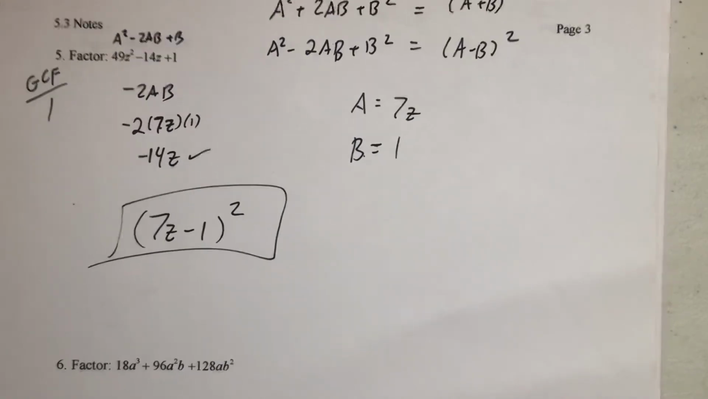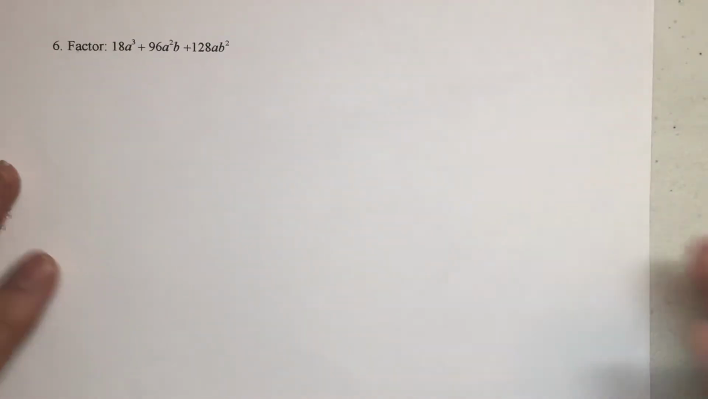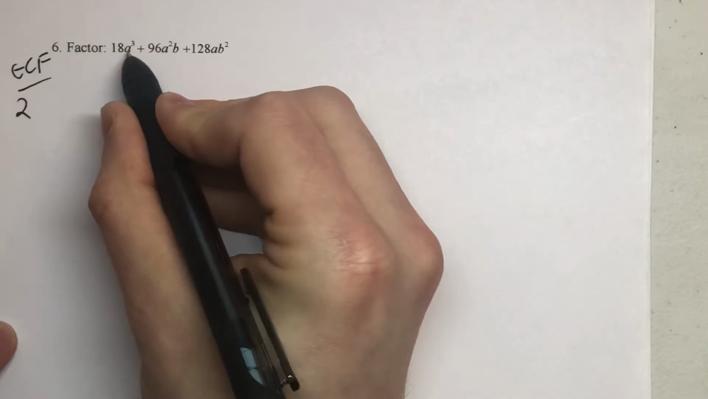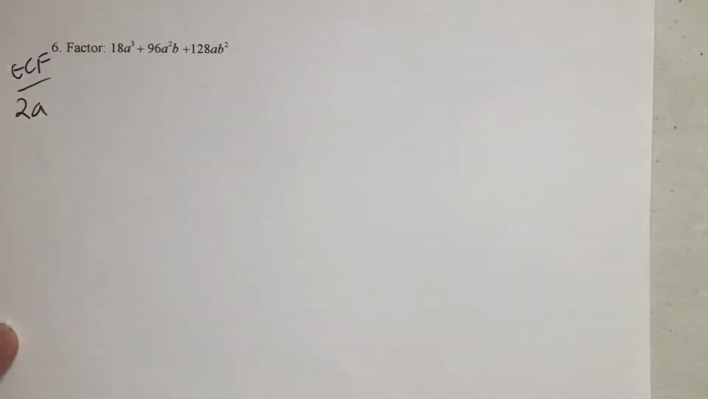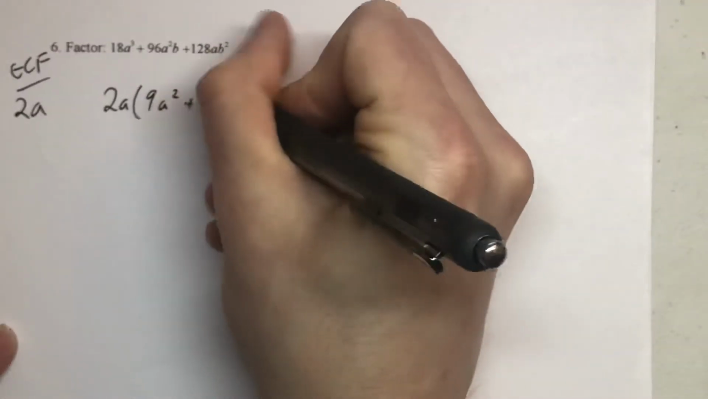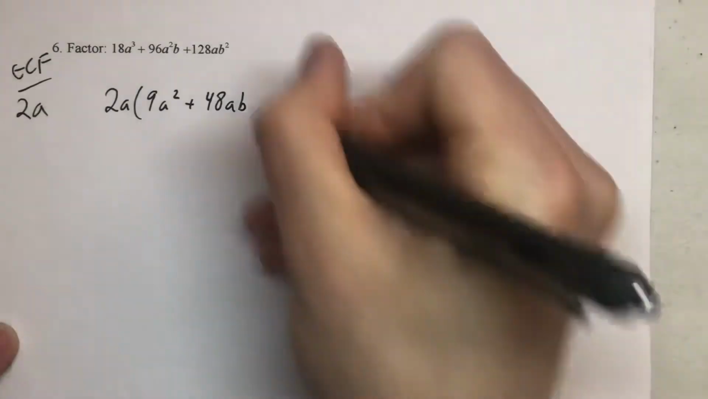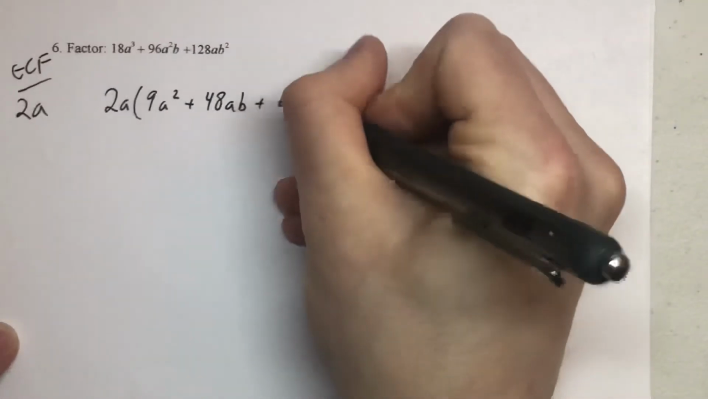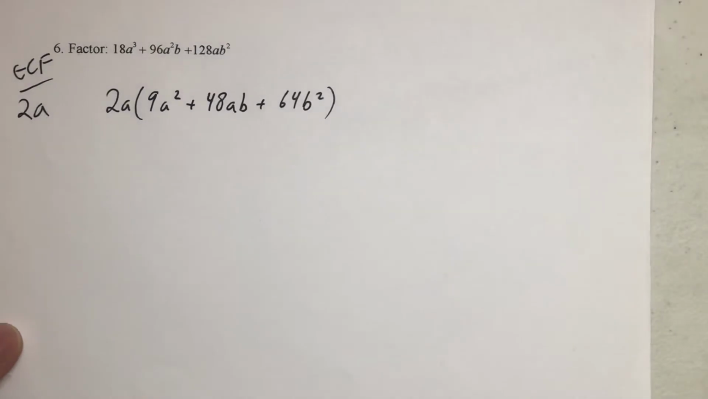All right, so on to the next one. We'll do a first step GCF. With 18, 96 and 128, it might take you a little bit of time running through some factors, but we'll figure out that the GCF of those is a 2. And then as far as the variables, I got a cubed, a squared, a, so they all have an a in common. B squared, b, no b, so no b's in common. And so that will be our GCF that we'll factor out, leaving us 9a squared plus 48 and just an ab plus 64 with just a b squared left over.